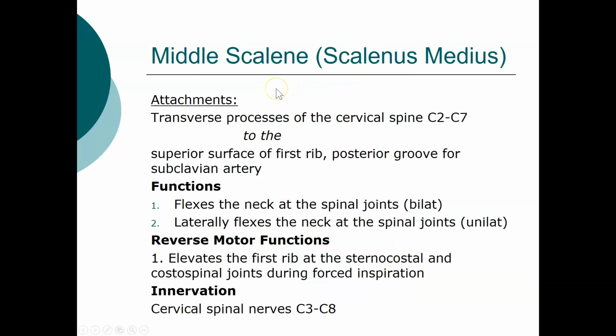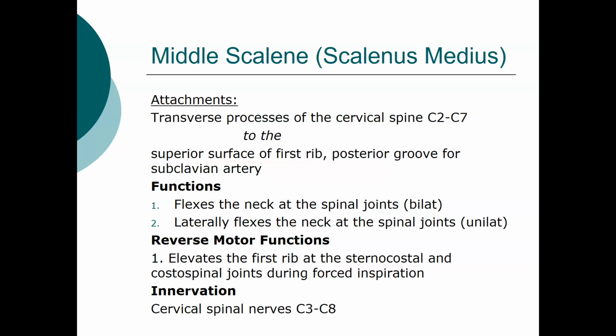The second are the middle scalenes, or scalenus medius. It finds its attachments on the transverse processes of the cervical spine, C2 to C7, so we're not in the tubercles here, we're onto the TVPs themselves, to the superior surface of the first rib.